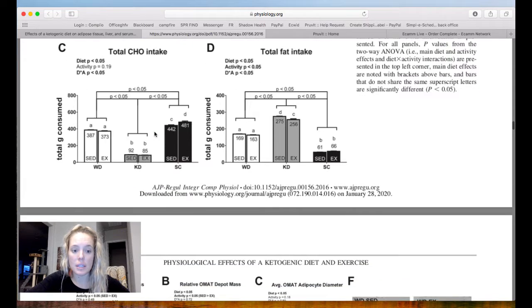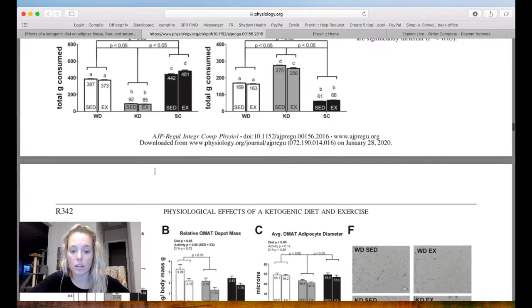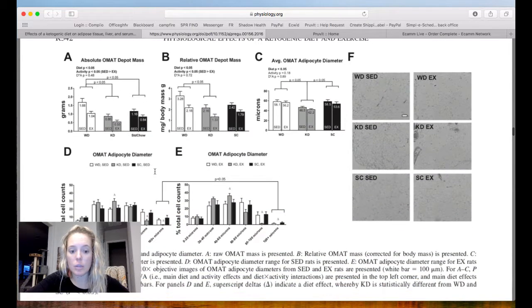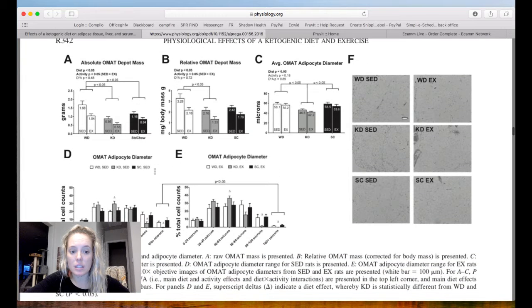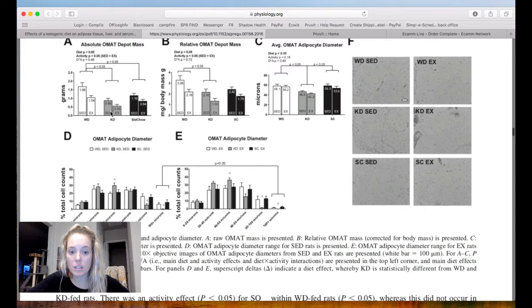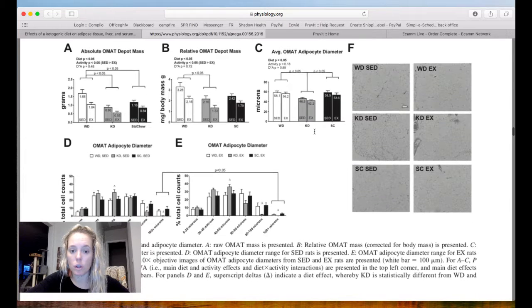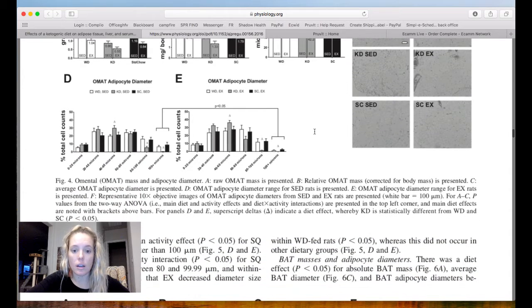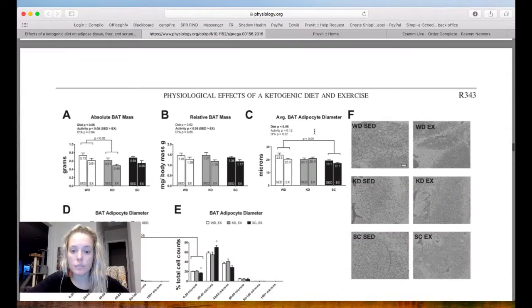And then here's your carb intake. So you can see that they really don't take in a lot of carbs. And anybody who knows how to read these type of things, you can see that the fat deposits at the end, ketogenic was the lowest. Total mass, ketogenic was the lowest. This is the adipose tissue, ketogenic was the lowest. This just keeps telling you basically the same exact thing.